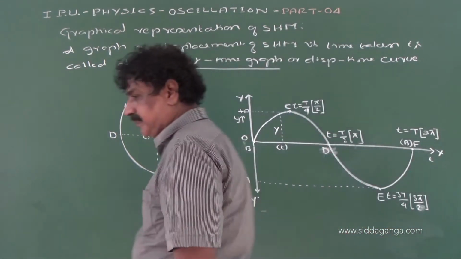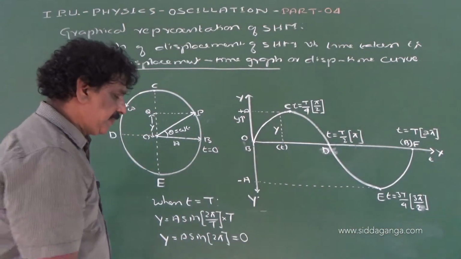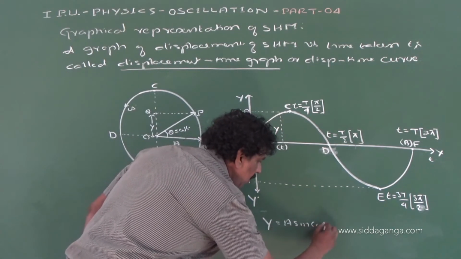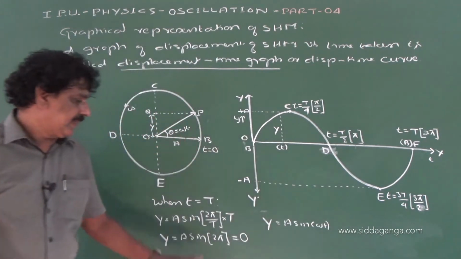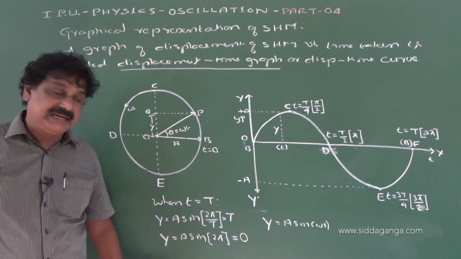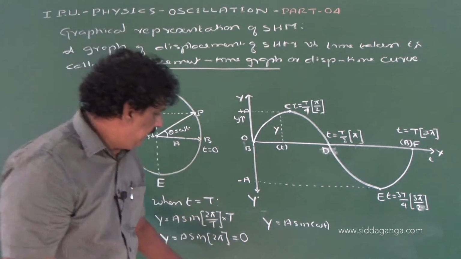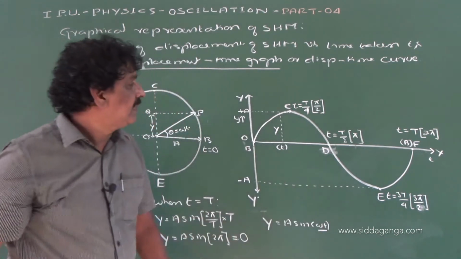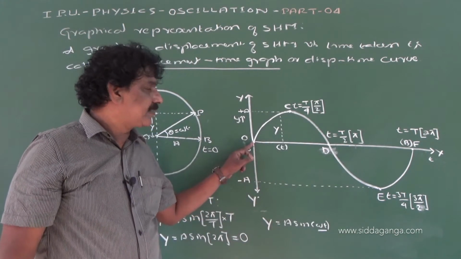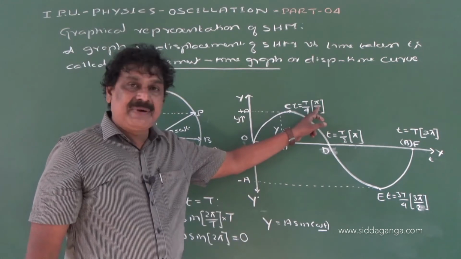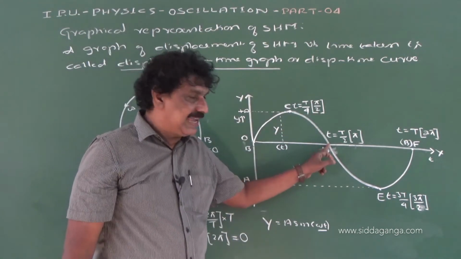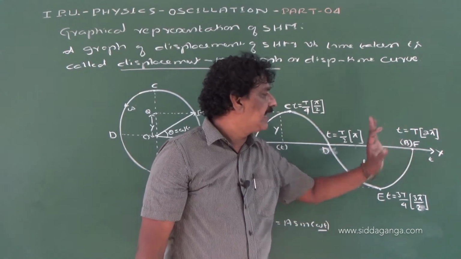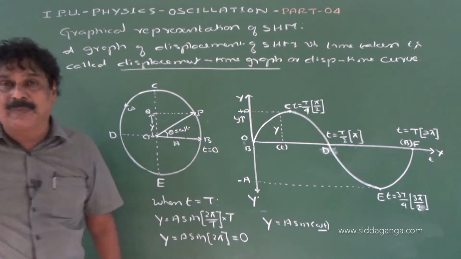So here, when we take y is equal to a sin omega t, that is 2 pi by T into small t, this omega t is equal to 0 here, pi by 2 here, pi here, 3 pi by 2 here, and here this is equal to 2 pi.